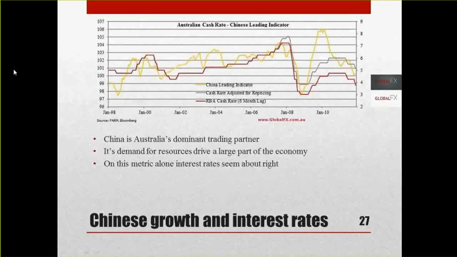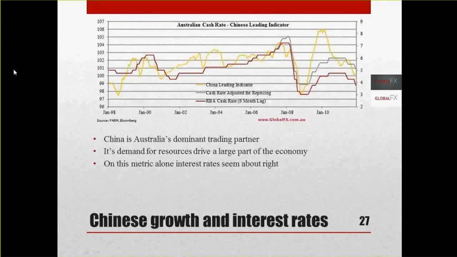Now, one of the things that we discovered at Lighthouse and Global FX is we like to look at the Chinese leading indicator as a proxy for Australian interest rates. And obviously you can see on that chart that the yellow line has become more closely correlated in directional terms with the red line, which is the RBA cash rate. So that's Chinese leading indicator and the RBA cash rate over the years as that correlation has strengthened.